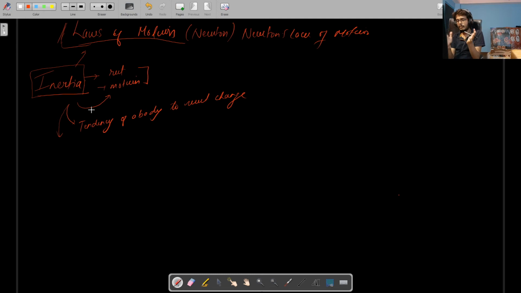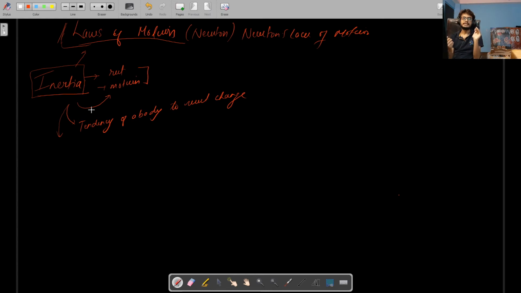Now since we know about inertia, inertia is basically nothing but a tendency to resist change. You are trying to resist some change that is happening to the state you are in. So if you are in the state of motion and something is forcing you to stop, your body will not.